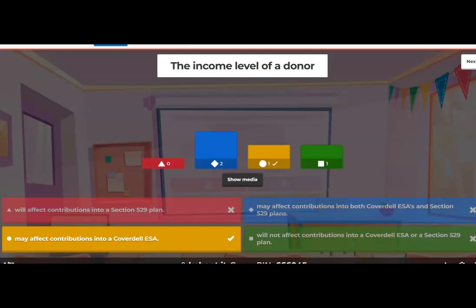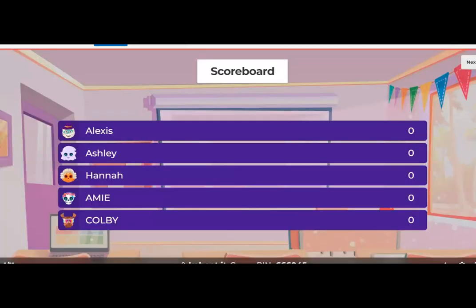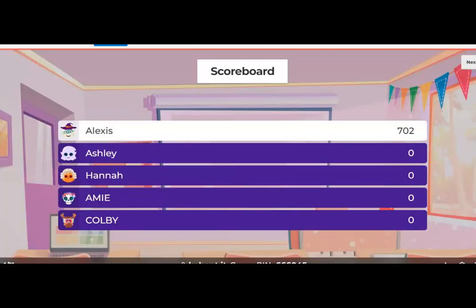Okay. But anyway, the idea is that Coverdells have income limits. 529 plans do not. All right, so let's see how we did here. All right, Alexis got some points up. Let's check our next question.